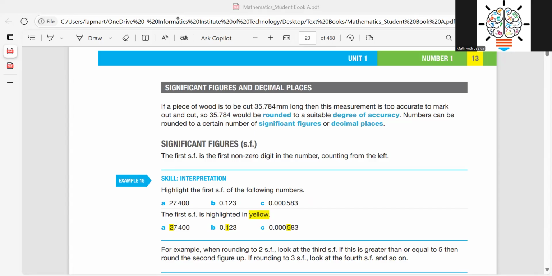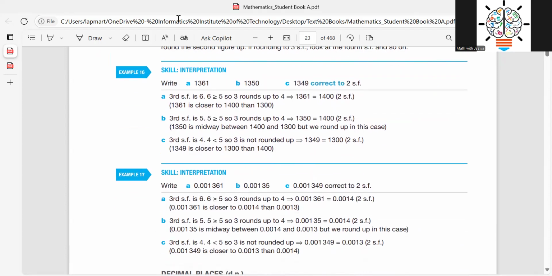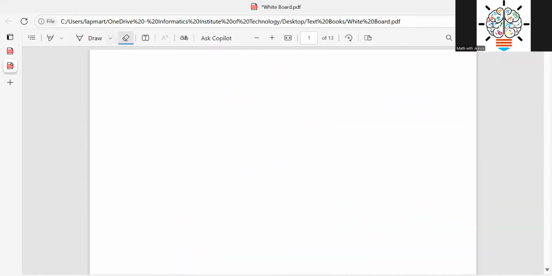Hello, grade 9 students. Today it is a new subtopic, and it's our theory lesson. We are planning to discuss significant figures and decimal places. You have discussed both concepts in the lower grades, but I will discuss them one more time because we are discussing a few advanced sums, not like in grade 8 and grade 7, right? First of all, we will realize what significant figures are.